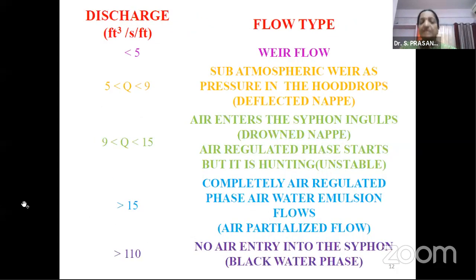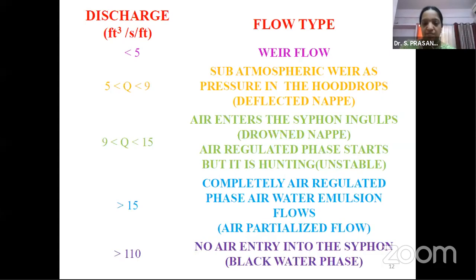And when you look at the discharges, the classification can also be taken with respect to the discharges. Whenever you have less than 5 feet per second, this is the unit discharge I'm talking about here, it is something called weir flow. If it is less than 9, we call it deflected, drowned. We have air partialized flow. Air partialized is where the air regulator siphon spillway is all about. Then you have black water flow when the hood portion is completely filled with water.